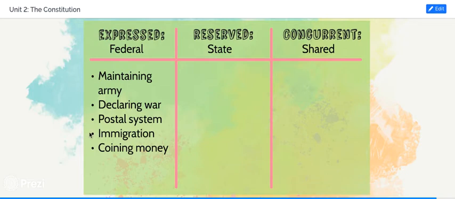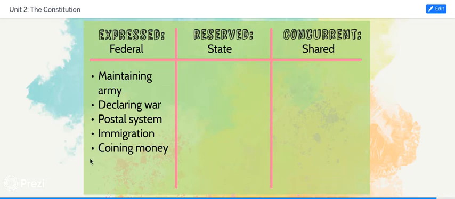All right, immigration is a federal power, so there is one way to immigrate into the United States. There are not 50 different ways from each state. There is just one way to become a U.S. citizen, okay? This is mostly because your citizenship extends to all 50 states instead of just one. All right, and then coining money.